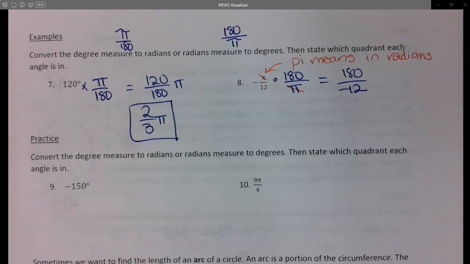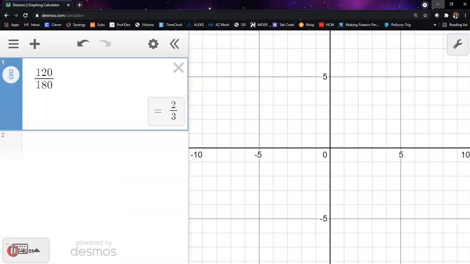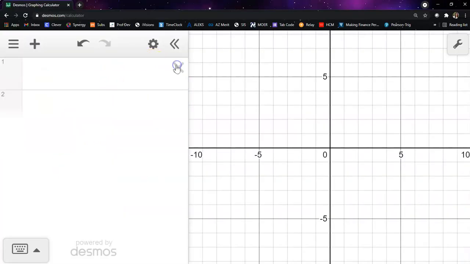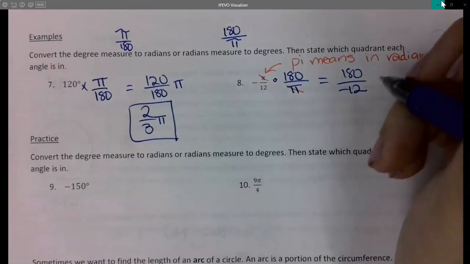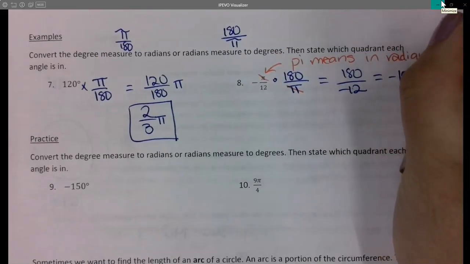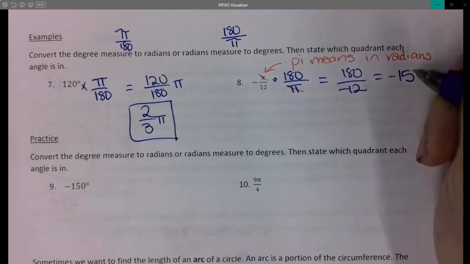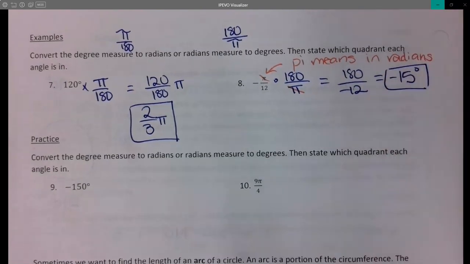So I can go to Desmos and simplify this. 180 divided by negative 12. This gives me negative 15. So this would be in degrees.